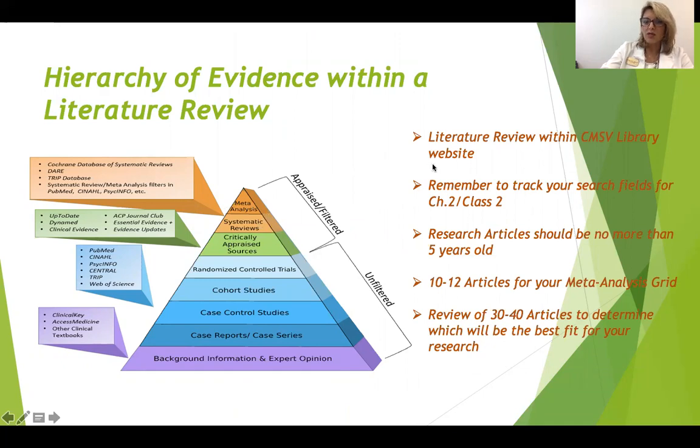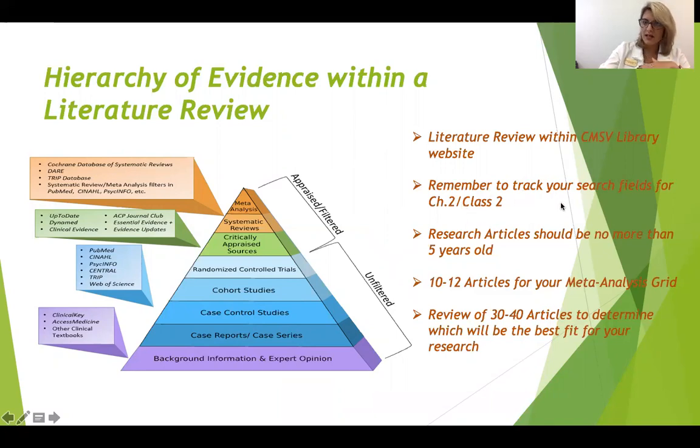Okay, remember we went over the literature review of how to look through the CMSV library website to gather your articles. Remember, it's really important to track your search fields that you use when you're looking for your literature review. Okay, remember to write down and keep track of what search fields you're using, like what topic names you're looking under to find your articles, because you're going to need to reference that when you develop your chapter 2 in your second part of this class.